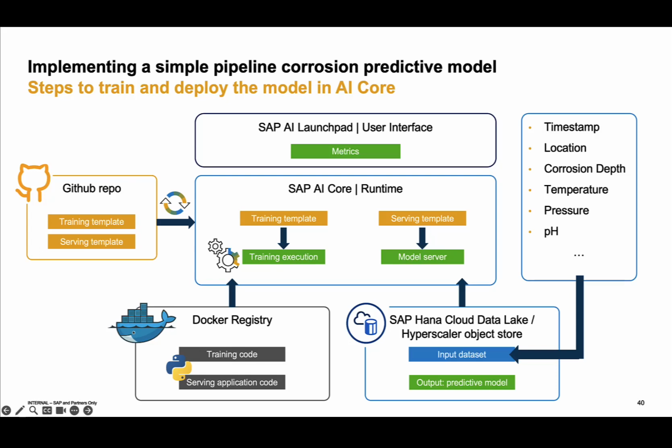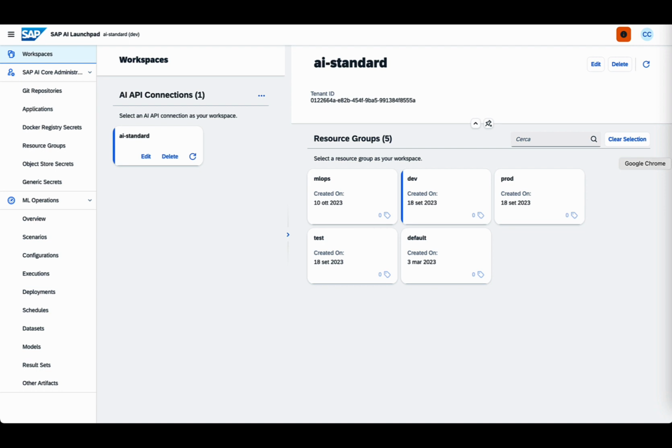Alright, let's assume that we have gone through all the steps required for training and deploying a machine learning model in AI Core. So we can assume we have deployed our predictive model for the pipeline corrosion. We can check it from AI Launchpad. We assume that we have deployed the model under the dev resource group. We can select it and then we can have a look under deployments.